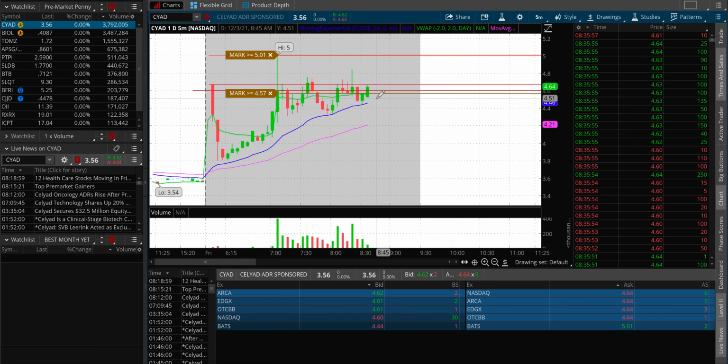So you can trade that bounce on that level. And it normally happens within that minute. So it's important to just keep watching it.